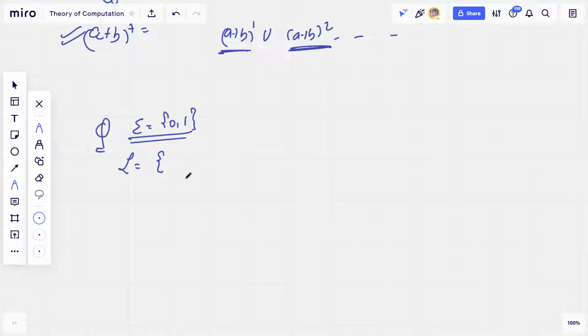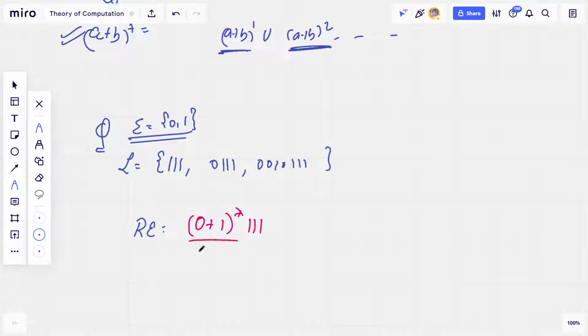Okay, L is a set of strings over {0, 1} that end in 3 consecutive ones. So the language will be like this, right? 111, or 0111, or 00111, or 0010111, and so on and so forth. So how do you write a regular expression? It's simple. There can be anything first, any number of times 0 or 1, but at last there should be 3 ones.